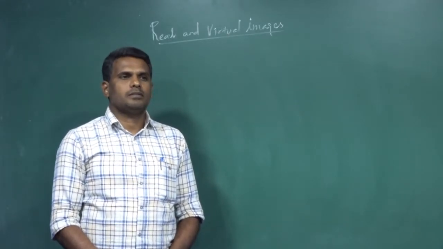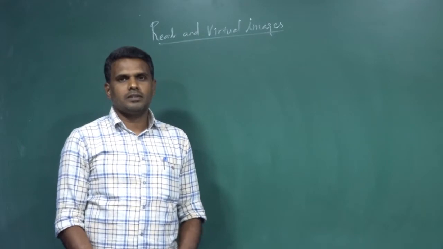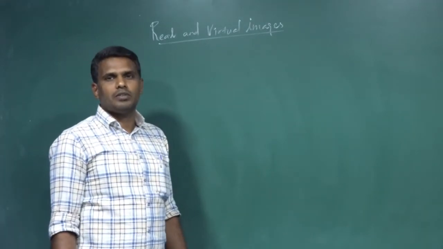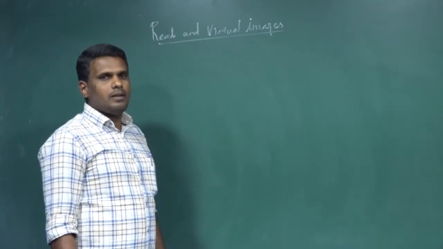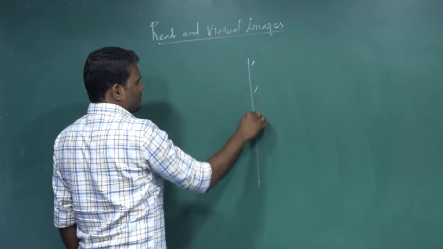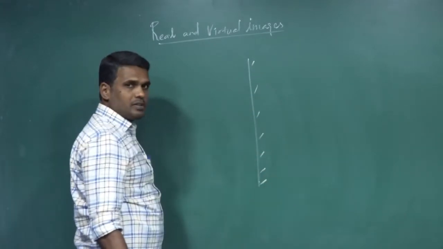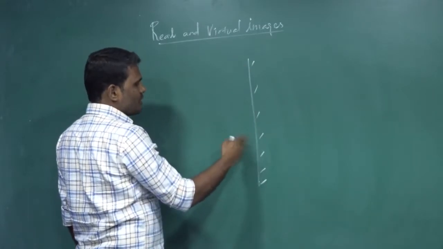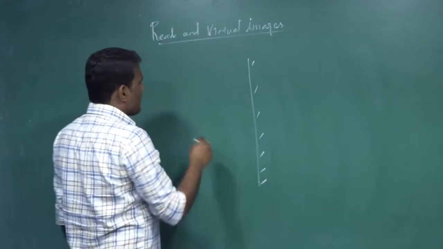Dear students, we are discussing ray optics, in which we are going to speak about the formation of real and virtual images by a plane mirror. Let us consider a plane mirror. This is how a mirror must be represented: one surface is fully silvered, and the polished surface will reflect the light falling on it.